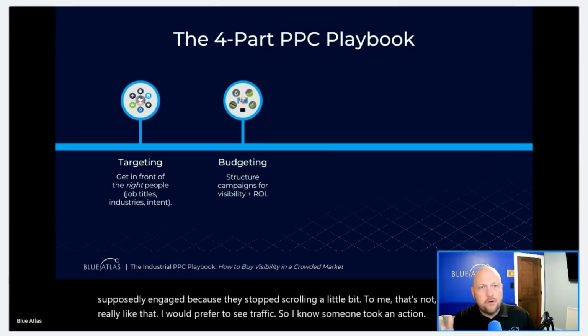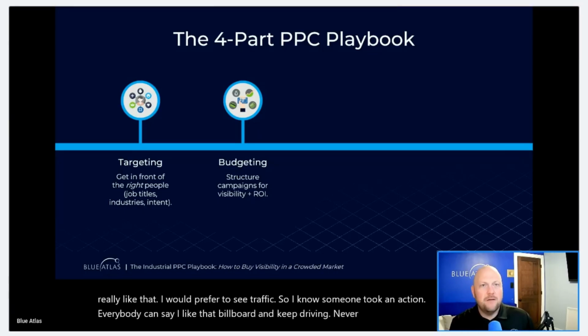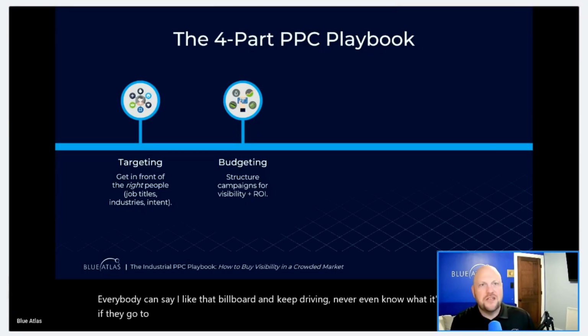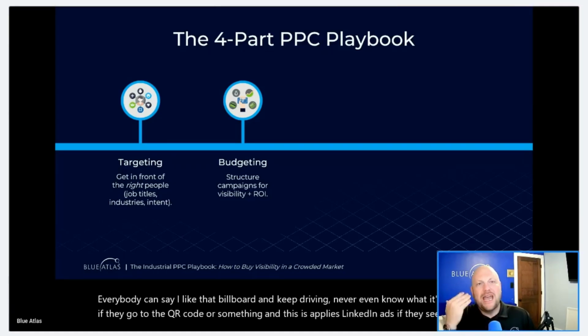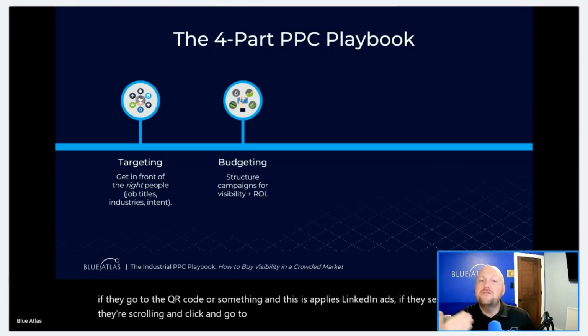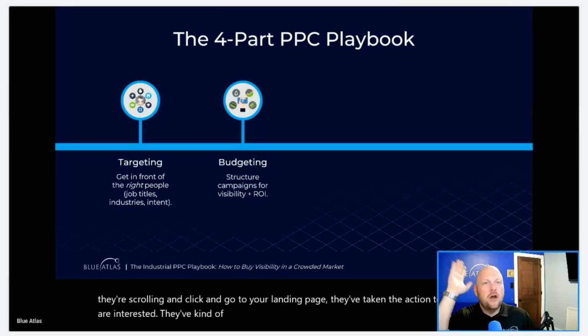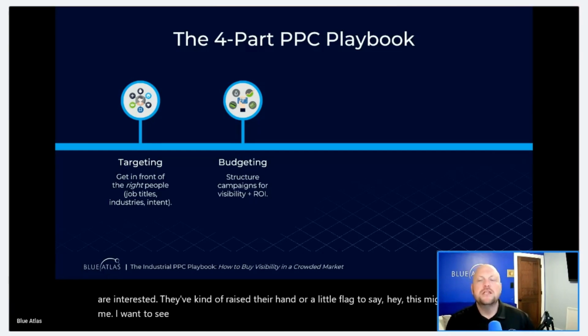Everybody can say, oh, I like that billboard, and keep driving and never even know what it's about. But if they go to the QR code or something, and this applies to LinkedIn ads, if they see the ad as they're scrolling and click and go to your landing page, they've taken the action to prove they are interested. They've kind of raised their hand or a little flag to say, hey, this might be for me. I want to see that happen. So start with traffic campaigns.